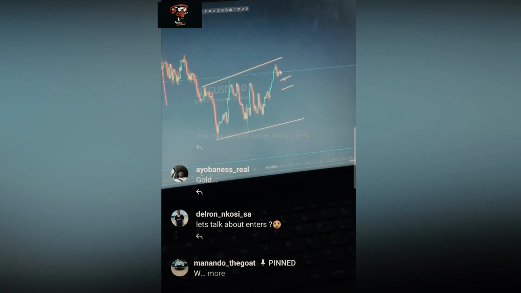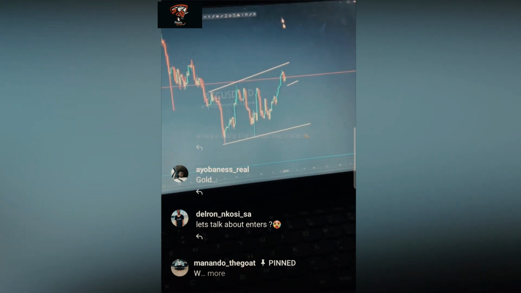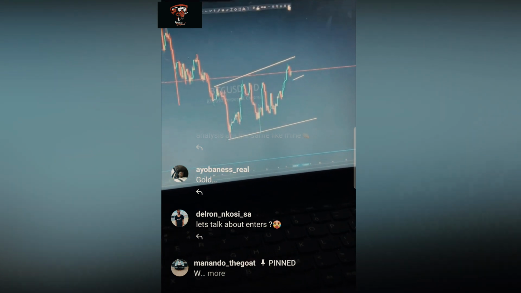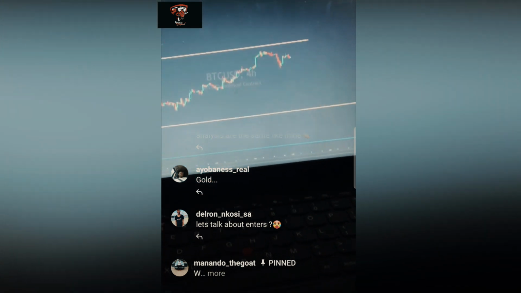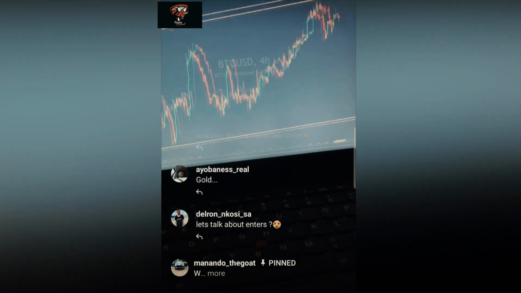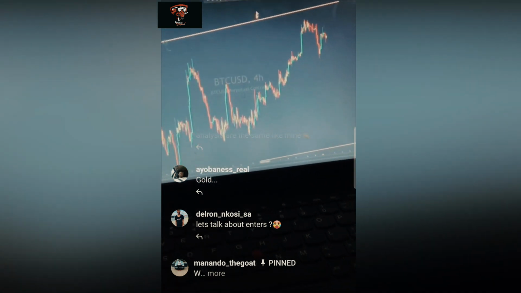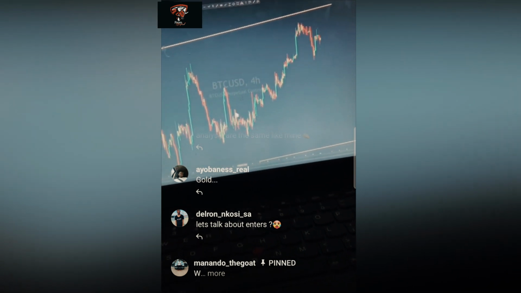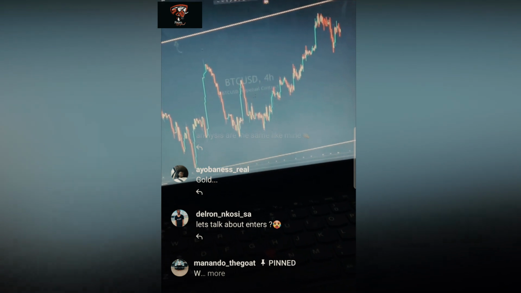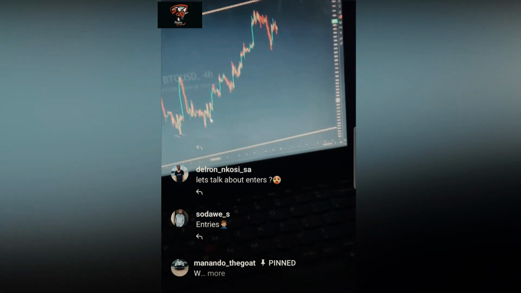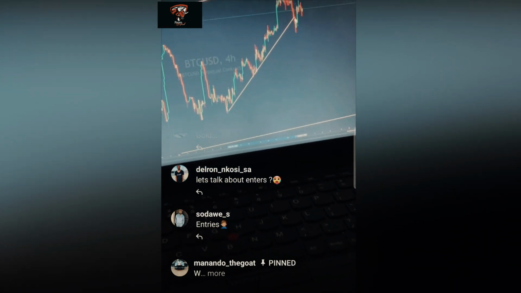Let's go to the 4 hour and see. Okay, we're going to the 4 hour now. On the 4 hour, you could see, all right, it's nice, we're cruising. But then you have this type of pattern. I think you can all see it. You have this type of pattern.